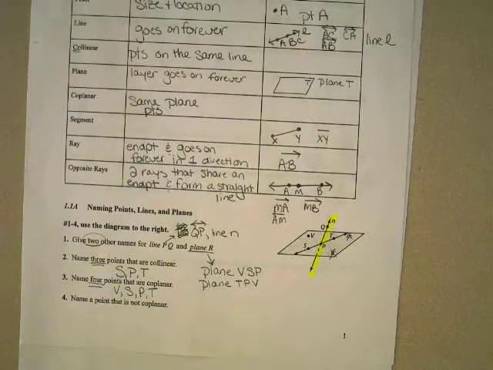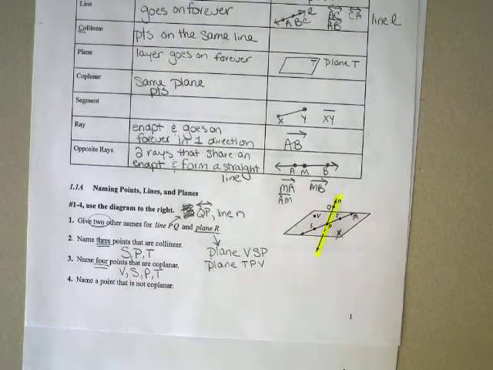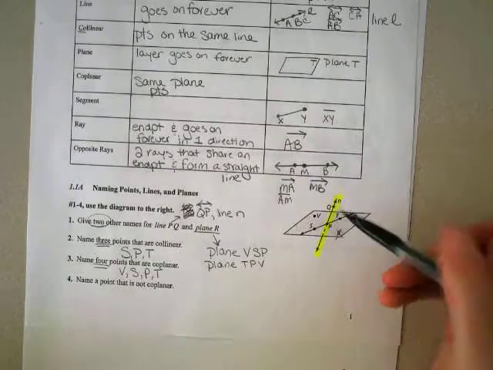We did the other ones. How about name a point that's not coplanar? So name a point that doesn't fall on the plane. Q. See how it's kind of hovering up there? Now, if you're going to do a point, you can just do the capital letter. You don't have to say point. I mean, you can if you want, but you don't have to.